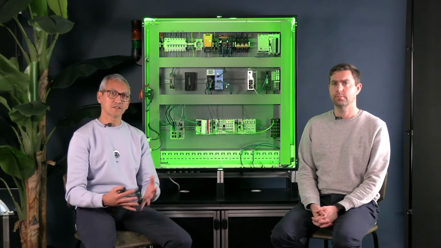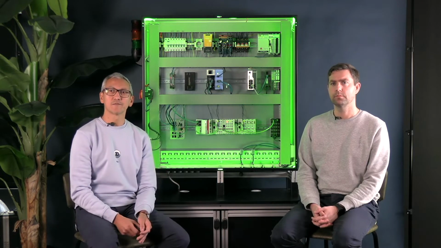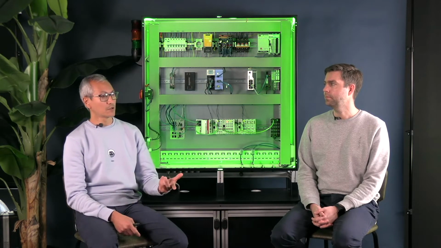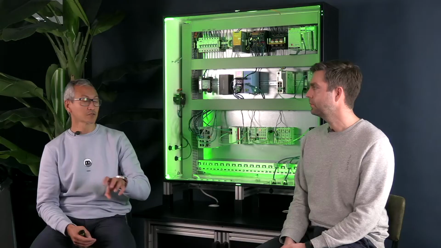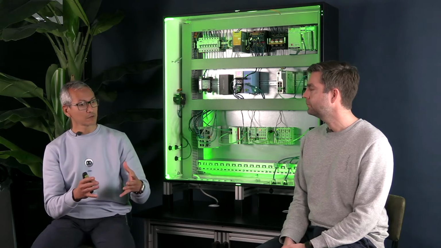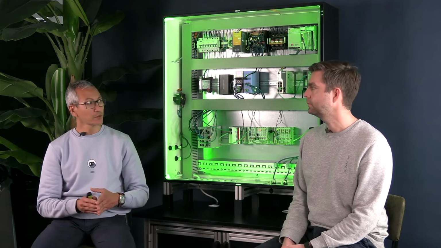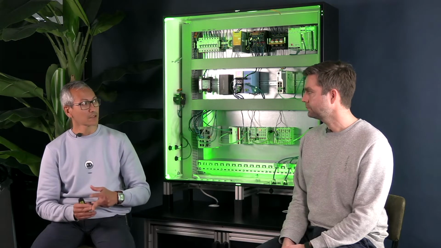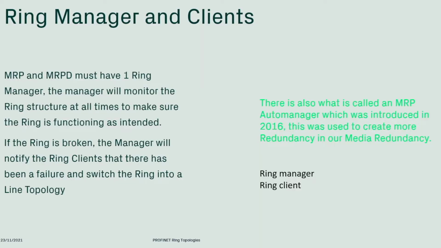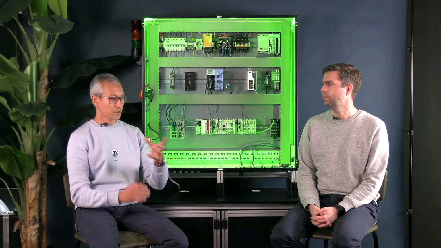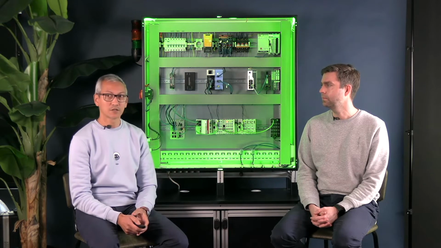Okay, so let's go into the MRP. If we look at MRP, media redundancy protocol, you can see, also from PROFINET and Ethernet, that basically each device also has a switch built in. So from now on we're going to talk about switches and not so much about devices. If we look at a typical ring topology with MRP, we have ring managers and ring clients. Yeah, so the different switches can have this role. We need to configure one of the switches as a manager, and the other switches will become the clients. In this manner, we can clearly see where the breakdown is and how to redirect the messages.